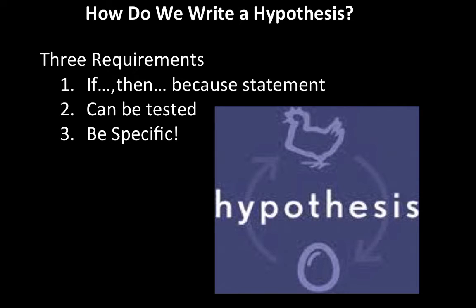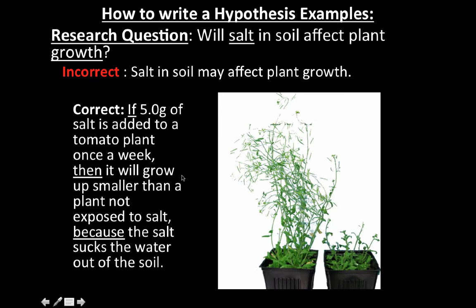Writing a hypothesis, if then because statement can be tested, and it needs to be specific. So we need to have all these three things in here. I'll give you some examples, and we'll go over this in class in a lot more detail. A research question here. Will salt and soil affect plant growth? That's an okay research question. We can probably improve it. Let's leave it for now.